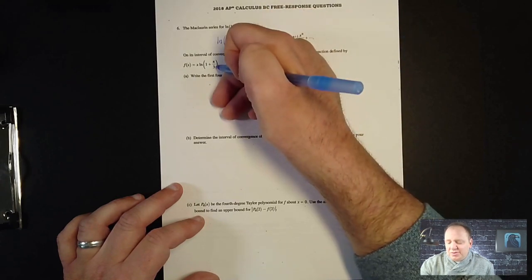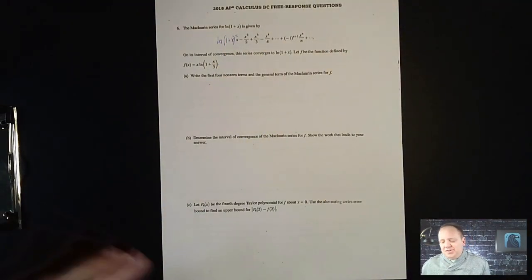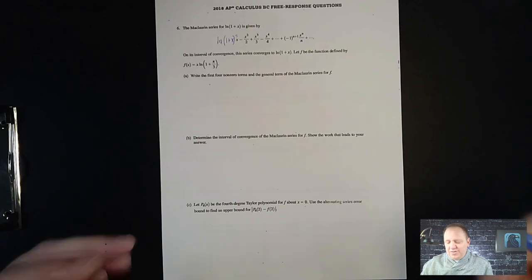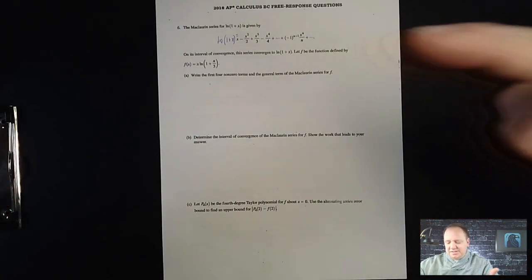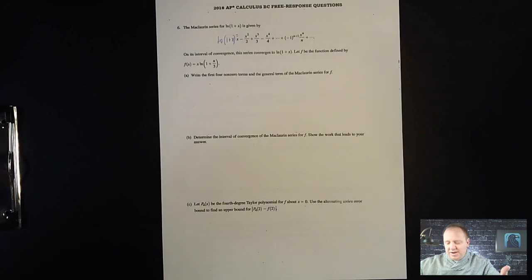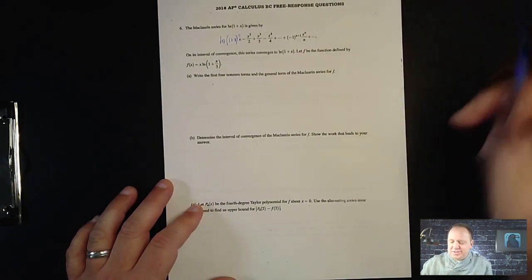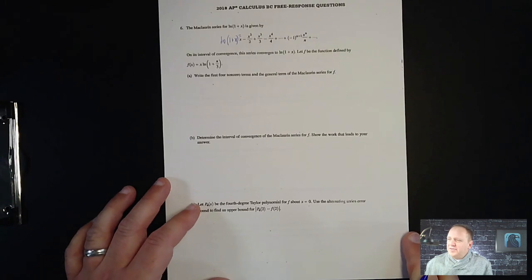So doing a stretch by a factor of 3 should chop that down to 1/3, right? Or actually, I'm sorry, the 1/3 will give us a horizontal stretch of 3. So that should probably mean the radius of convergence of this thing is 3 now. We'll prove it. Write the first 4 non-zero terms and general terms of the Maclaurin series for f.